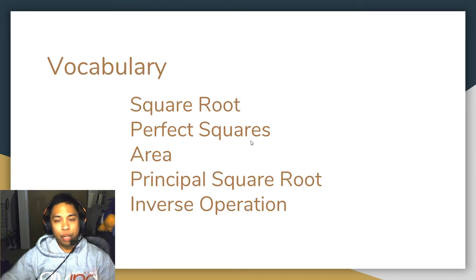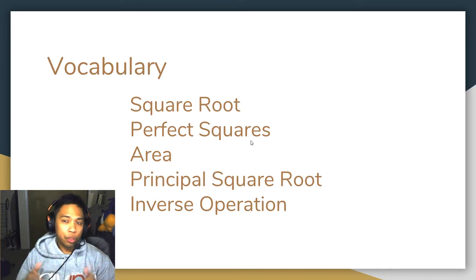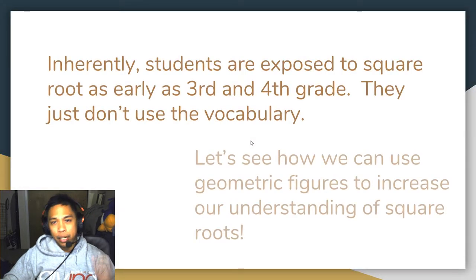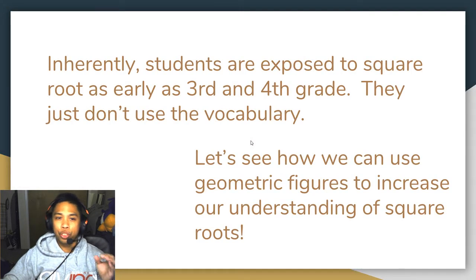So here's some vocabulary that I'll be using today. Let's start with square root, perfect squares, area, principal square root, and inverse operation. Inherently, students are exposed to square roots as early as 3rd and 4th grade. They just don't use the vocabulary. So let's see how we can use geometric figures to increase our understanding of square roots.